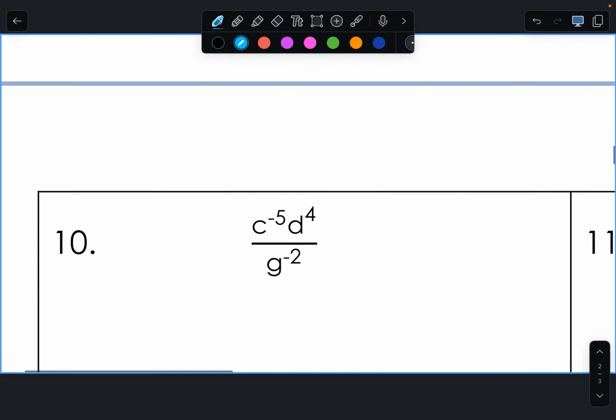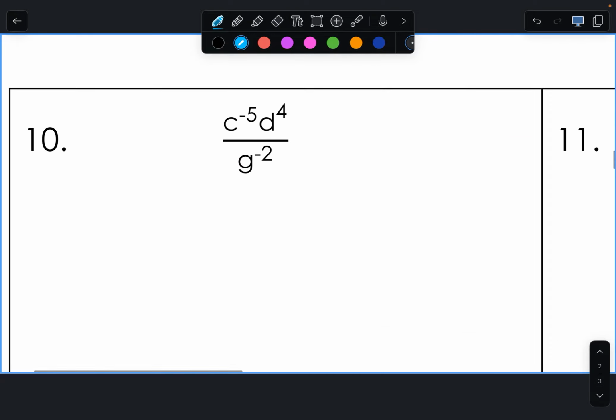And it only switches to positive? All right, create your fraction. This one, we're going to have 2 different movements. C to the negative 5, where's that one going to move? To the bottom. And G to the power of negative 2 goes to the top, so it becomes G squared.